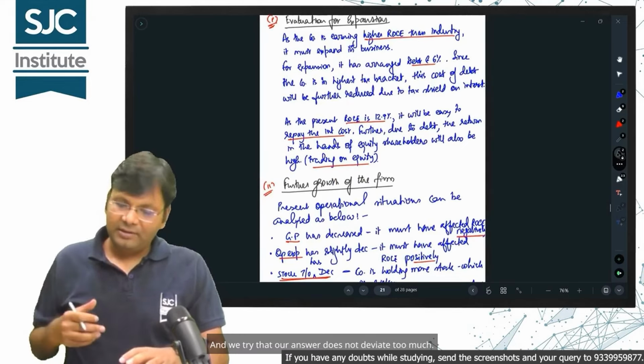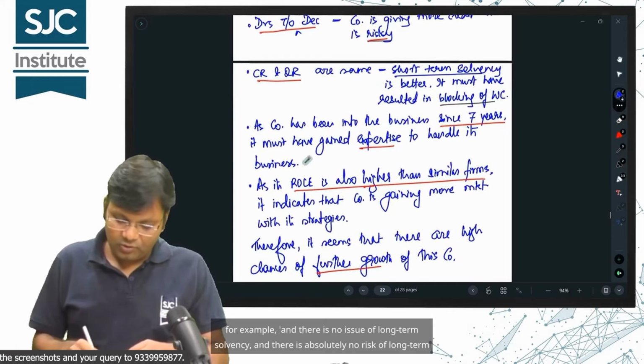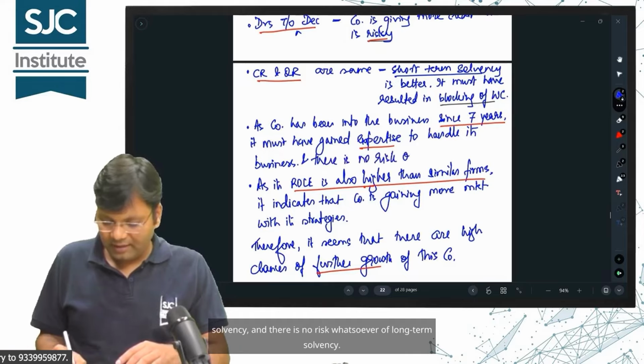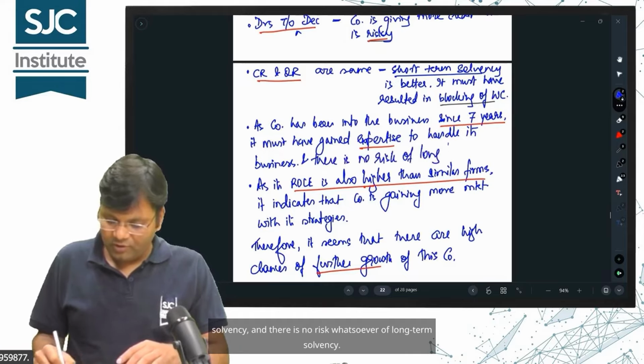Regarding long-term solvency, all right. If you are able to add, then please do add. Consider writing one more line somewhere in your work, such as, there is no issue of long-term solvency, and there is absolutely no risk of long-term solvency. By including this, you further emphasize the absence of any concerns regarding long-term solvency.